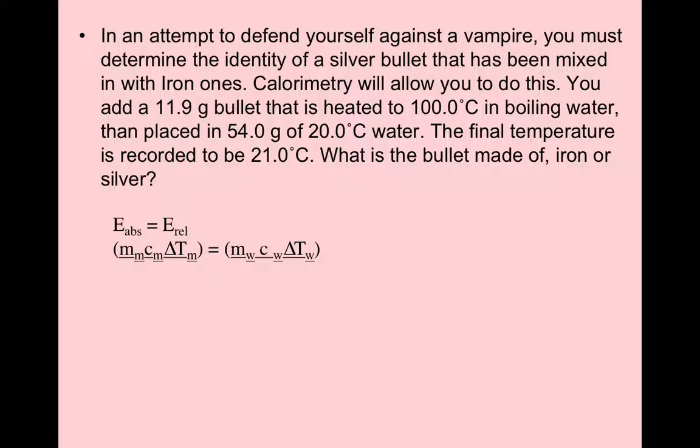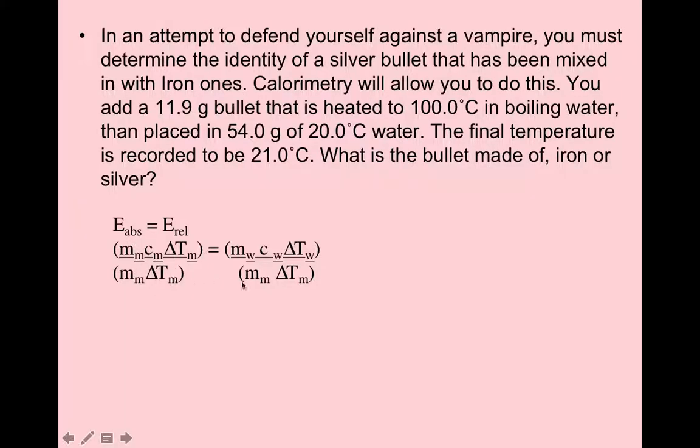Now, we don't know what the specific heat of the metal is. Once we figure out the specific heat of the metal, we'll be able to look on one of the charts we have, and we'll be able to see whether we have a silver or iron bullet. But in the meantime, we've got to calculate the specific heat of the metal. So I'm going to divide both sides by the mass of the metal and the change in temperature of the metal. So you see that here.